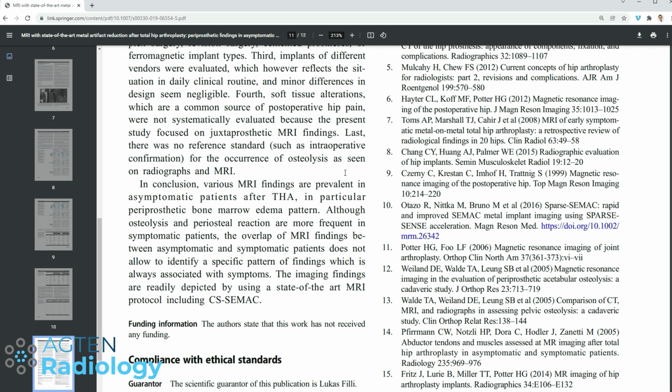So very good study, go read it, and that's it for today. So make sure you scrutinize the periosteum around the proximal femur in patients after hip arthroplasty on MRI.